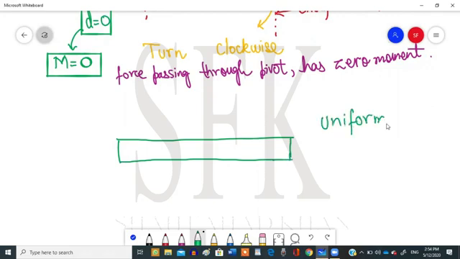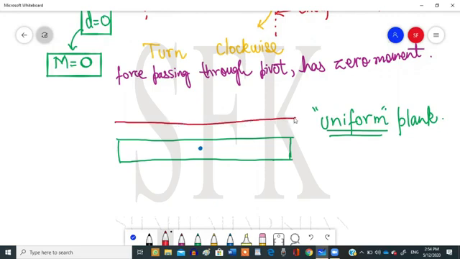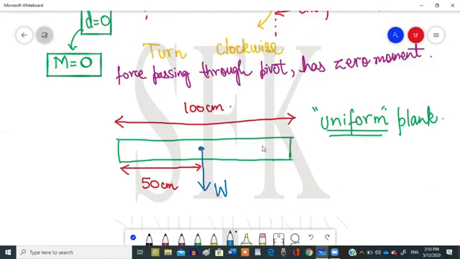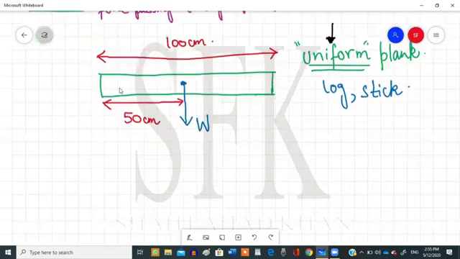If I have a uniform plank, uniform means a plank which has its center of gravity at exactly the geometrical center of that plank, okay? For example, the length of this plank is 100 centimeters, so exactly at 50 centimeters, exactly halfway from both the edges, will the weight of this plank act. Such a plank is called a uniform plank, or it can be a log, or any stick. As long as it is uniform, its weight will act from the center. So remember this, its weight will always act from the center, because there are questions relating to uniform planks, and we're going to discuss them in a bit. So this is what uniform really means.